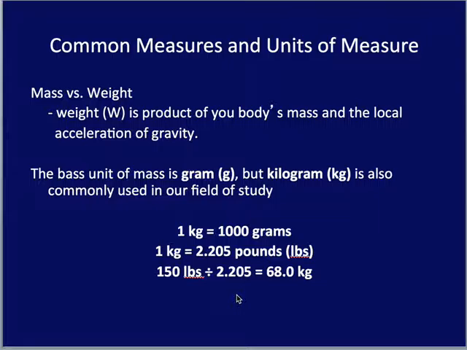So therefore, if you weighed 150 pounds, to get that into kilograms, simply divide by 2.2. All right, so you get approximately 68 kilograms. Now, if it were kilograms and you wanted to figure out how much you weighed in pounds, multiply that by 2.205.